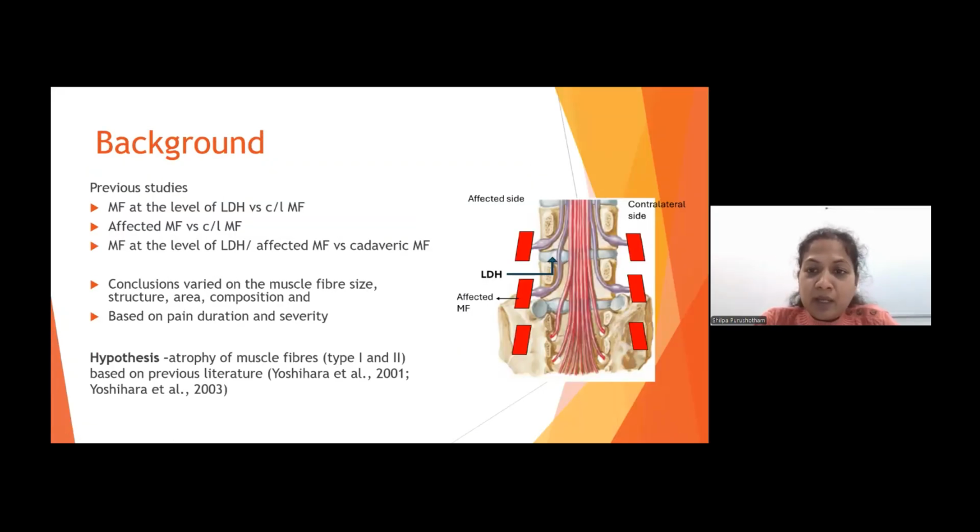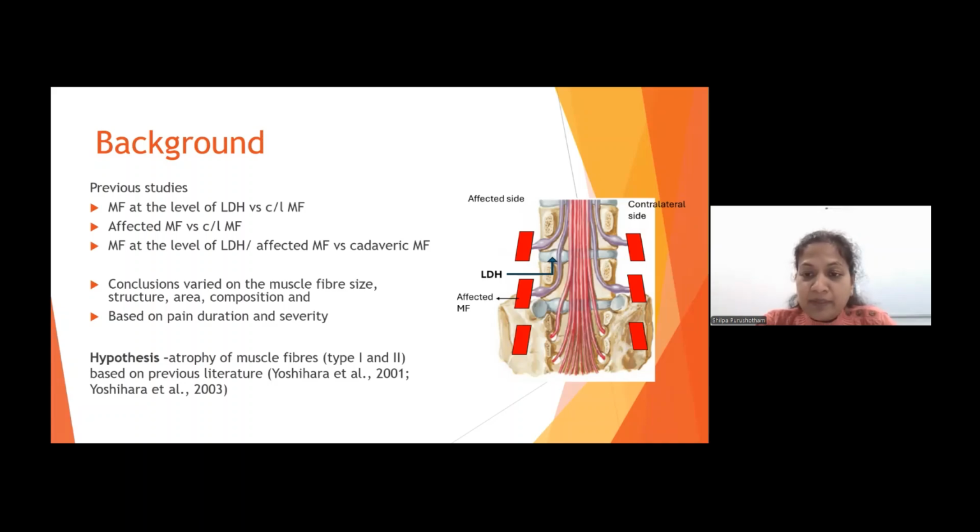To give you a bit of background on why this research was done, previously multiple studies have examined this muscle in disc herniation patients, but they have compared the muscle at the level of disc herniation with the contralateral multifidus muscle, or they have compared the affected muscle with the contralateral muscle. Or they have compared the multifidus at the level of disc herniation or the affected muscle with the cadaveric samples. So because of this varied methodology, their conclusions also varied on the muscle fiber size, structure, composition, area, and it also varied based on the pain duration and severity.